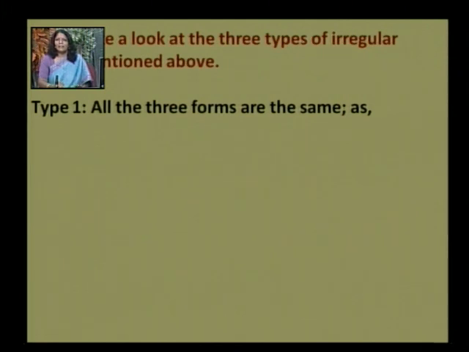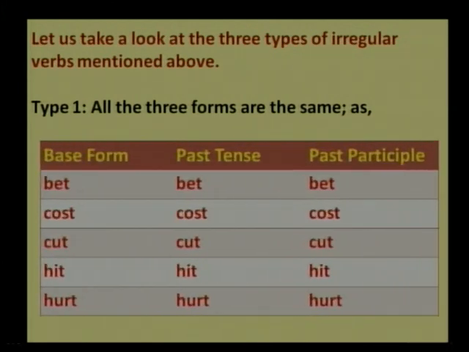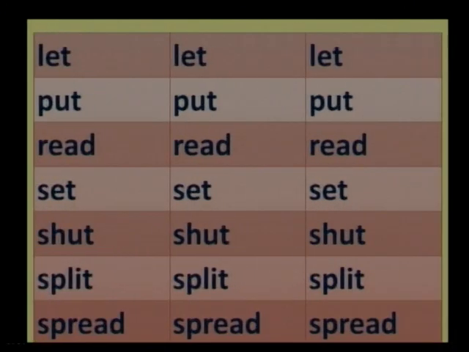Now here again a detailed analysis so that visual effects help you understand them better. Let's take a look at the three types of irregular verbs mentioned above. That is, as we divided into three types, all three forms are the same. Here is again a chart, which makes it easier to grasp. We can just read the last two. Hit, hit, hit. Hurt, hurt, hurt. You find all three forms are the same. Then let's go to the next slide, where again you have examples.